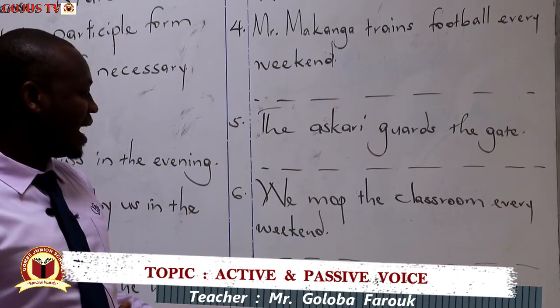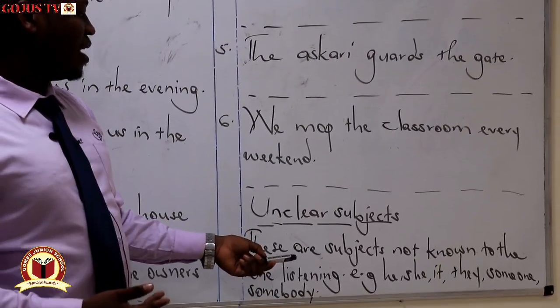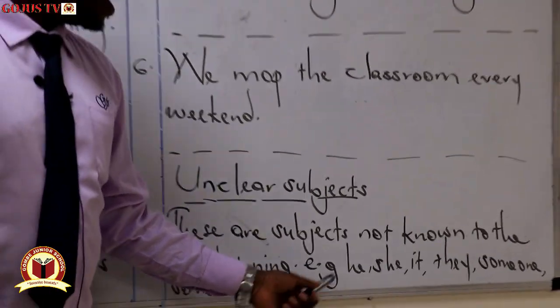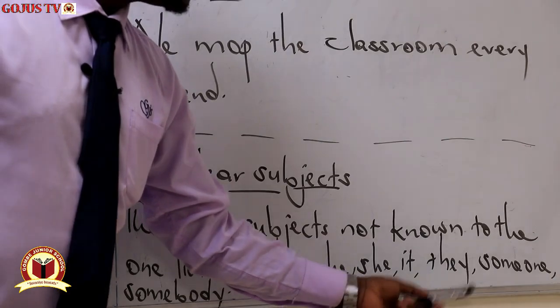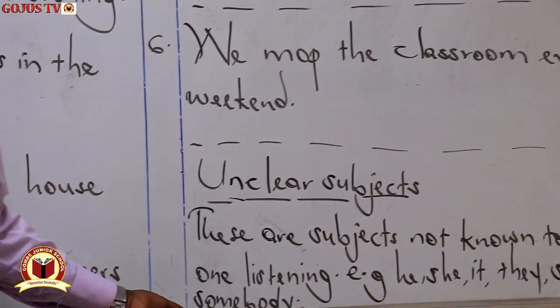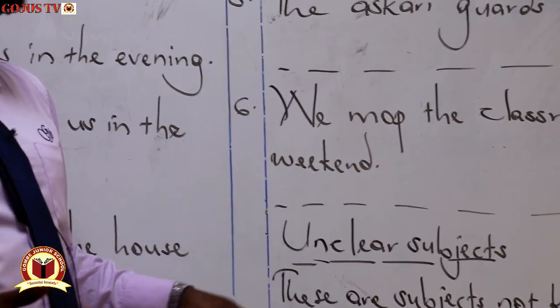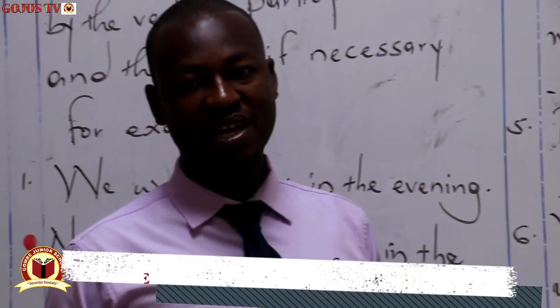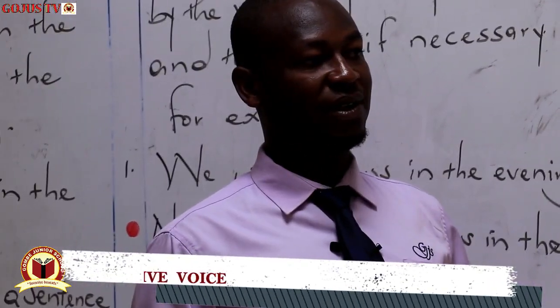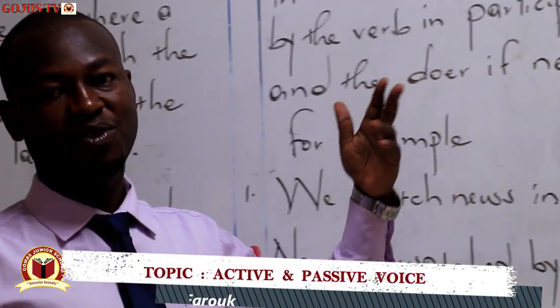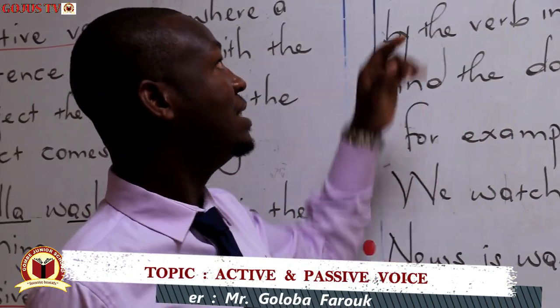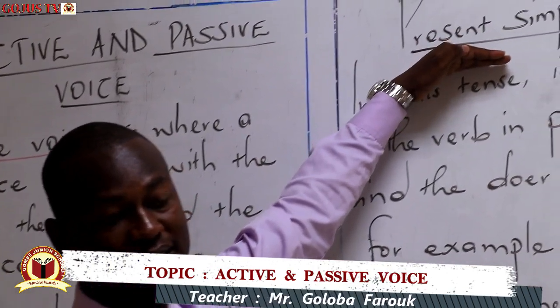Such pronouns or nouns may include he, she, it, they, someone, somebody, and any other noun that, when used, you can't really tell who did the action. And that's how we change sentences from active to passive voice. So this was active and passive voice for the present simple tense.